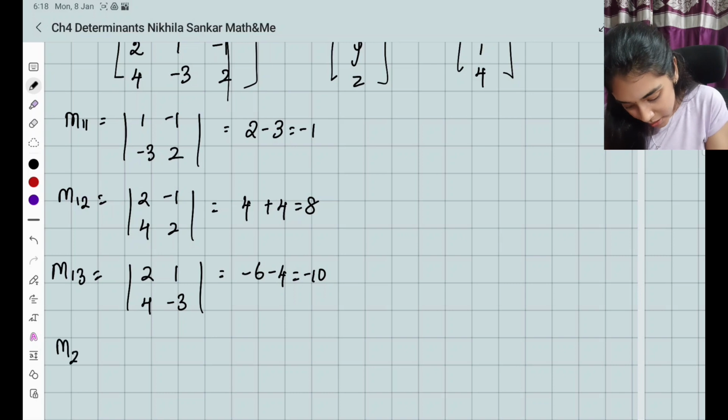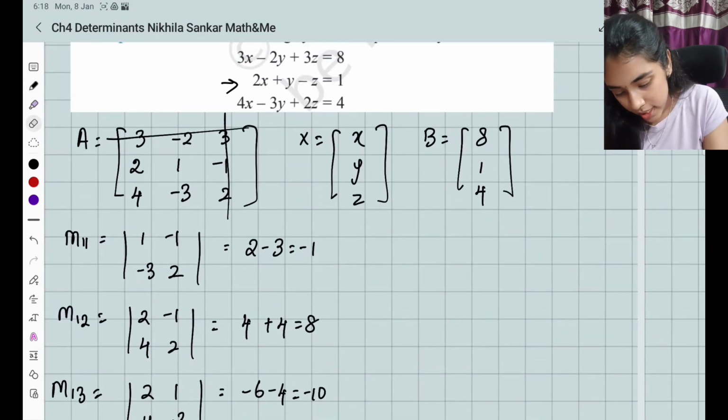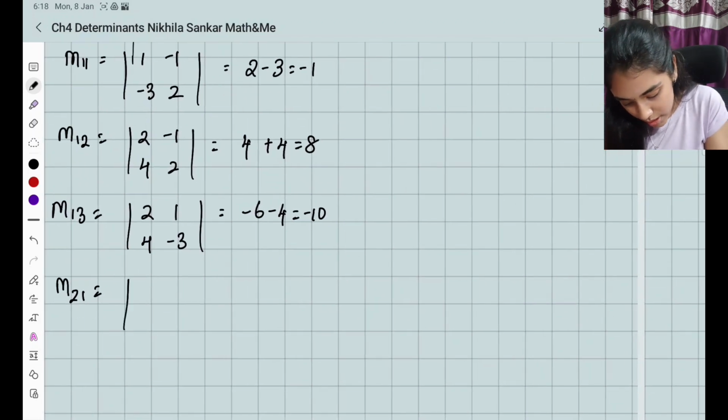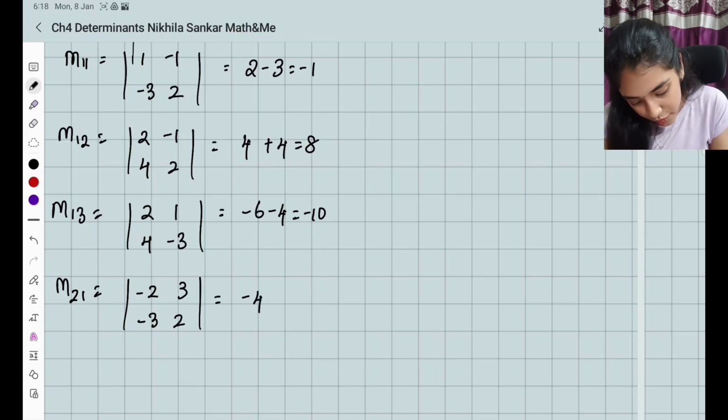Then M21. For M21 I can erase this and hide this. So I have minus 2, 3, minus 3, 2. Minus 2, 3, minus 3, 2. So this is going to be minus 4, minus of minus 9. So this is going to be plus 5.